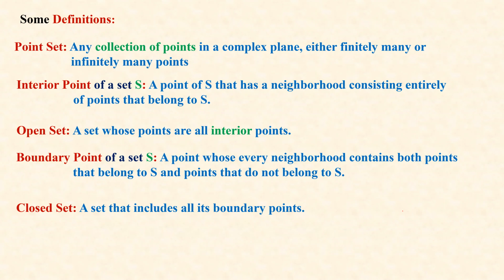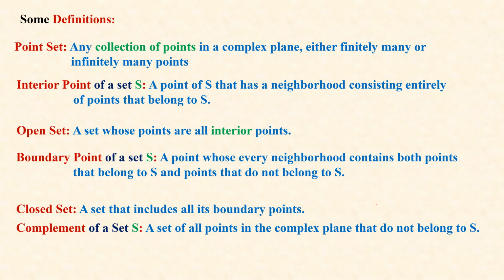All right, and the complement of a set. A closed set is a set that includes all its boundary points, and the complement of a set is all points in the complex plane that do not belong to S. So if you have a set, the complement of the set is all the points in the complex plane that are not in the set. Like if you have an open unit disk, then all the points outside are the complement, plus the circle. All right.